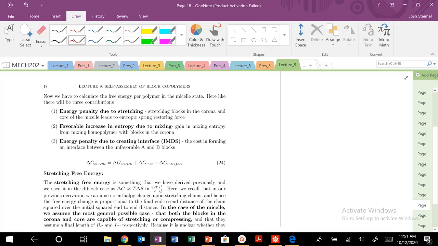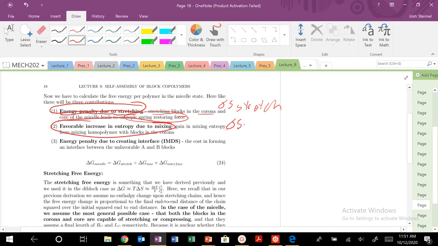So we are going to have to take into account those three distinct free energy terms. Specifically, the energy penalty due to stretching, so either stretching or compression of our chains in the corona and the core. We're going to have that entropic spring restoring force, so the entropy penalty due to stretching, S stretch. We are also going to have a favorable increase in entropy due to mixing, delta S mix, specifically for the homopolymer and the diblocks in the corona. And then the energy penalty due to creating that interface, the IMDS, so those unfavorable AB interactions. These are our three different contributions to the free energy of our micelle state.